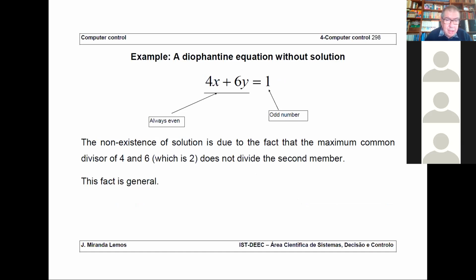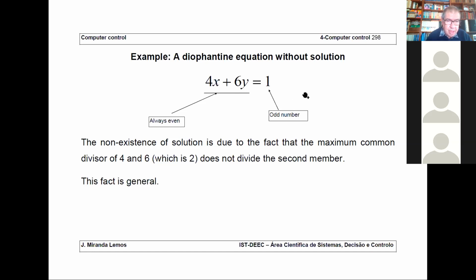Now, sometimes you don't have a solution. For instance, 4x plus 6y is always even, um número par, because we have a number 2 that is common here. So no matter the values of x and y that you place here, this number will always be even. But the right side is 1, which is an odd number. So, à esquerda é sempre par e à direita é um número ímpar. So this has no solution.